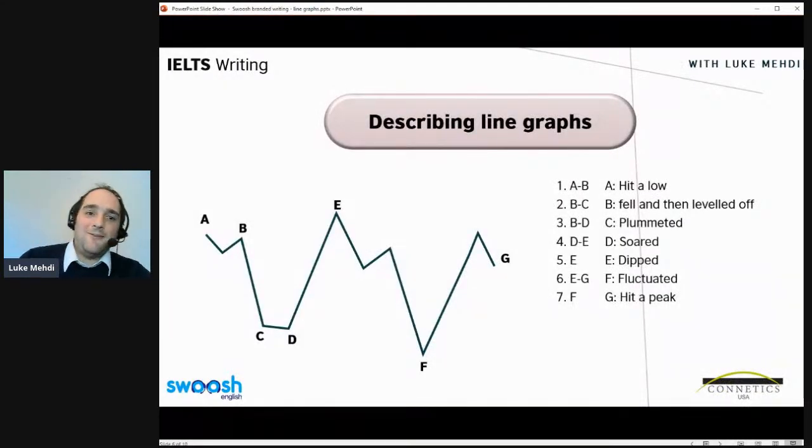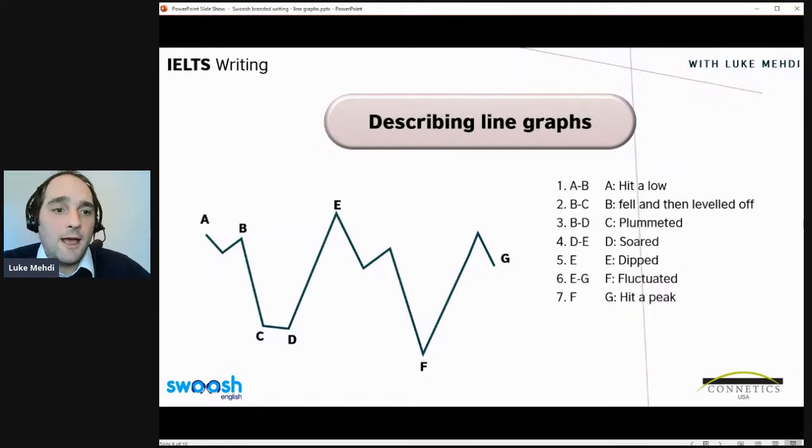So here we have a very basic line graph, and as you can see on the left with the line graph, there are different letters at each point on the line graph. On the right over there, you can see I've given letters with different phrases to describe the trend. So I'll give you a minute, just look through those, and then we're going to try and match phrases on the right with the trends.